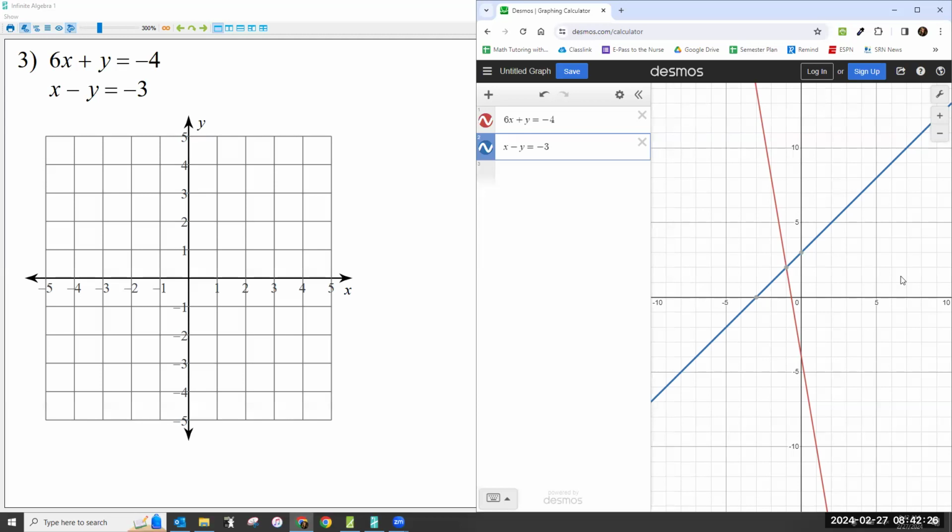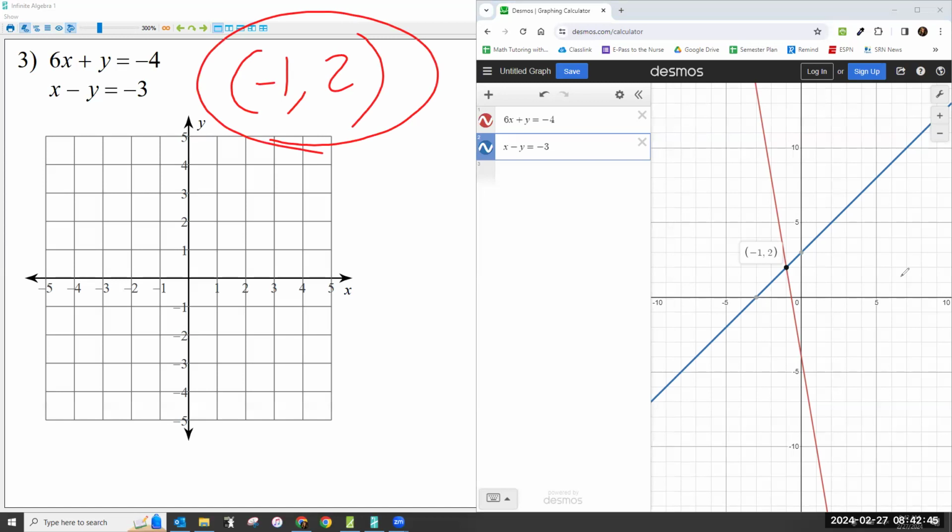So ultimately, they give me 3 gray dots. They give me a gray dot where those lines cross. So I'm going to click on that gray dot. And there we go. There is my solution. My solution is -1, comma 2. Done. Just like that.